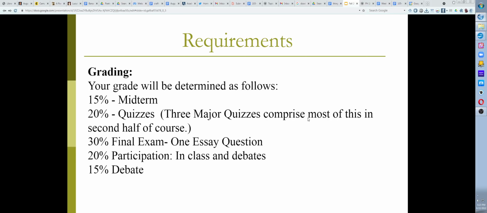And we also have to talk about the actual debates. You have to sign up for one of those, and that counts for 15% of your grade, and we'll talk more about that as well. But that more or less is the requirements for the course and how your grade will be determined from them.